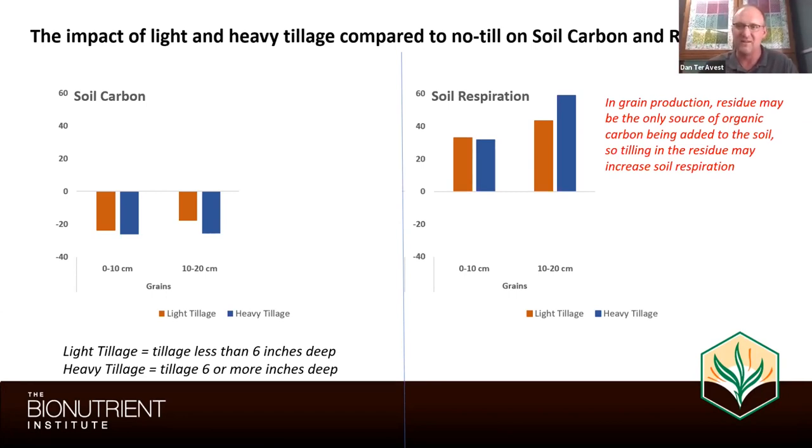And what happens is they're respiring quickly. They eat up that residue. They exhale carbon dioxide, which is what we're measuring when we do a soil respiration test. So this is a system that you could argue is running hot, right? It's burning up that residue and pumping CO2 into the atmosphere. And then we end up with less total carbon in the system than if we had a no-till system.